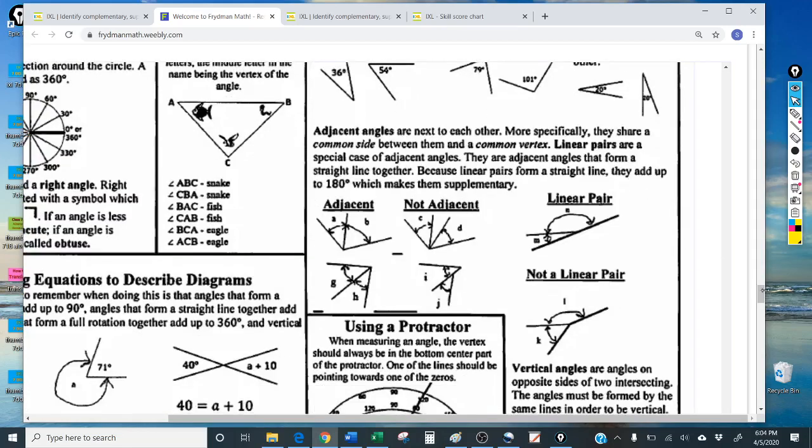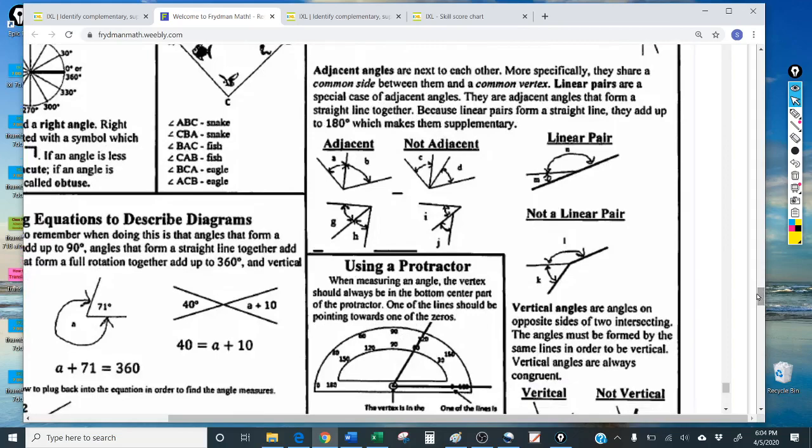Okay, that's simple enough. Let's move on to adjacent angles. Adjacent angles are next to each other. So if you see 2 angles that are next to each other, you can call them adjacent. Let's be a little bit more specific. More specifically, they share a common side between them and a common vertex. So before I read on about linear pairs, let's go over to these examples over here and see what we mean by that.